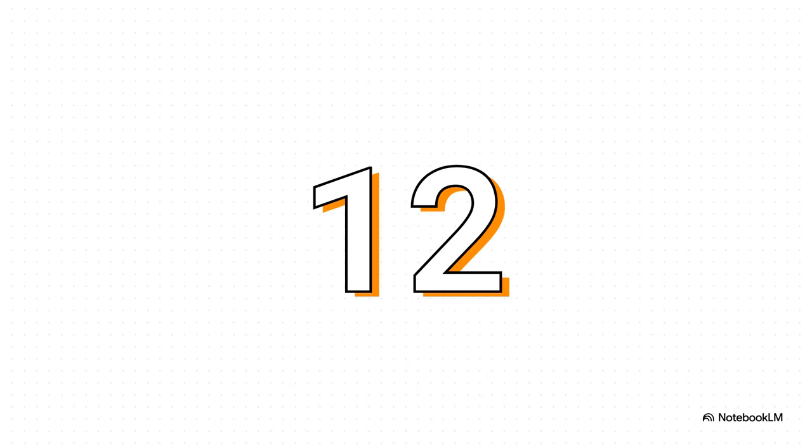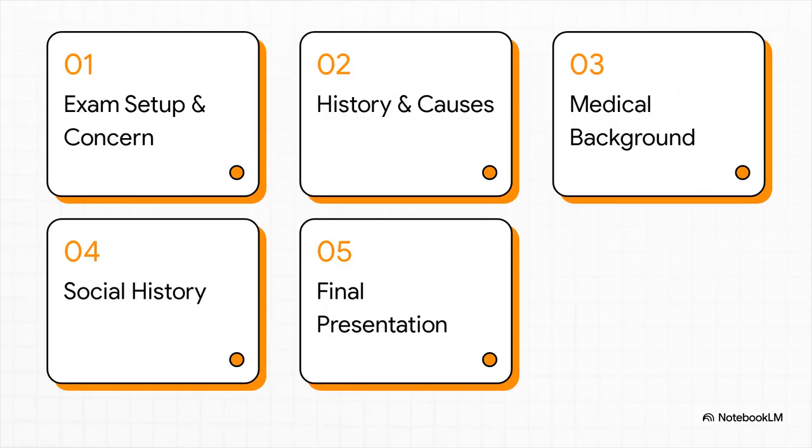12. That's the massive number of marks this single station is worth in your clinical exam. Getting all 12 of these requires a flawless first 10 minutes of history taking. If you nailed this developmental history, you're setting the trajectory for the entire scenario and accurately diagnosing the case. So the bottom line is, you literally cannot afford to wing this. You need a system. So here's our game plan for the station: setup and concern, present history and causes, critical medical background, social history and impact, and finally, the final clinical presentation.